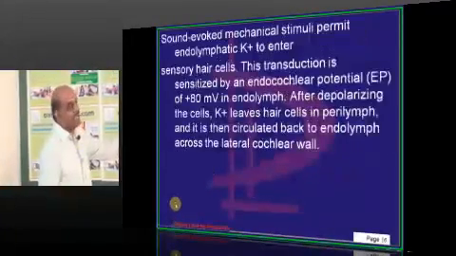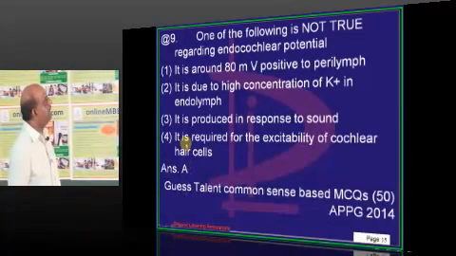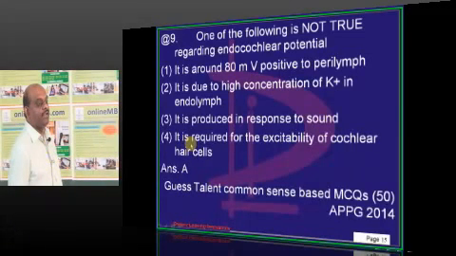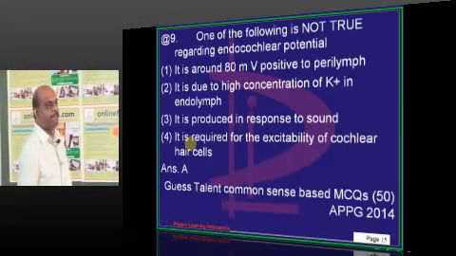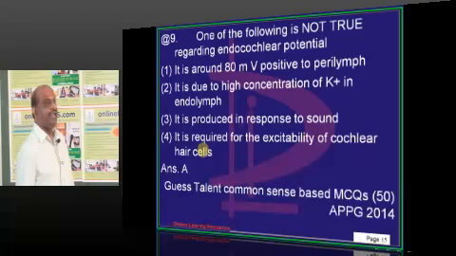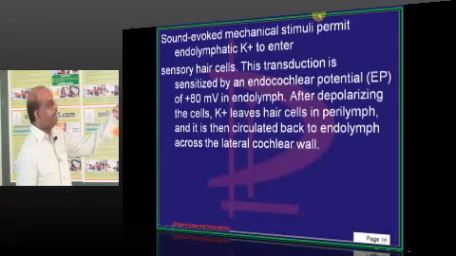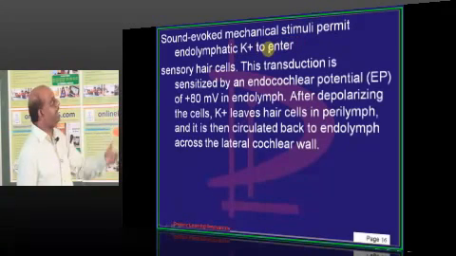By the way, what was the examiner's answer? C. He gave C. Sir, but actually I had a doubt when I was answering this. Once the footplate strikes the endolymph, the lymph will move, and then the organ of Corti will move, and then the hair cells will move, and that will lead to generation of potential, right? Correct. Indirectly, it has to be produced because of sound. That's right. There is no doubt. Sound evoked mechanical stimuli permit endolymphatic potassium to.